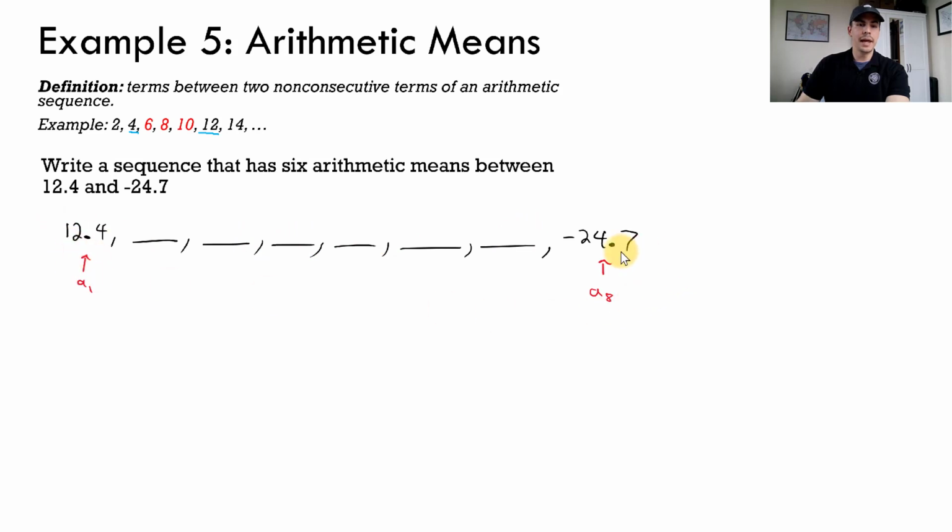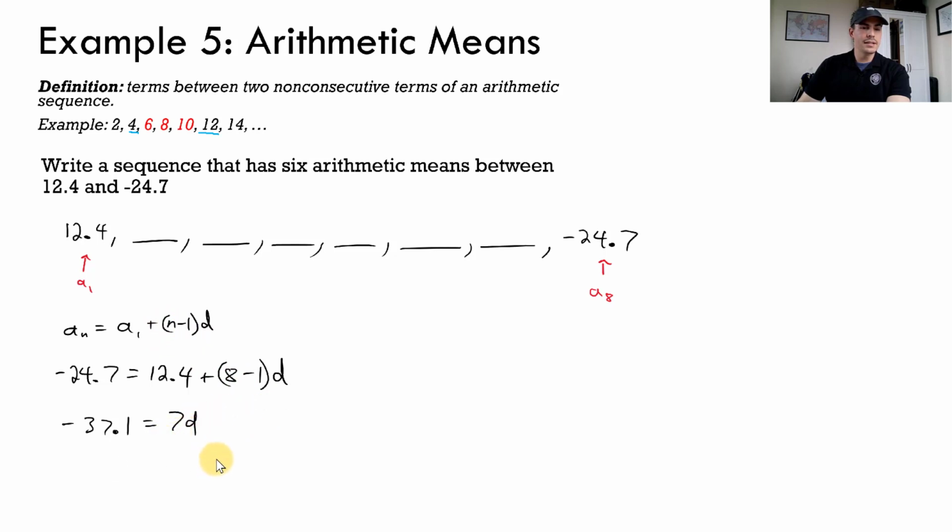This would actually be a sub 8, right? Because I've got 6 plus this one. This would be a sub 8. So now we can use our handy-dandy formula again. We got to find out what d is, right? So we have values here. If I have a sub 8 is equal to a sub 1 plus 8 minus 1 times d. That's what we have here. And then we're just going to solve for d and find out that d is equal to negative 5.3.